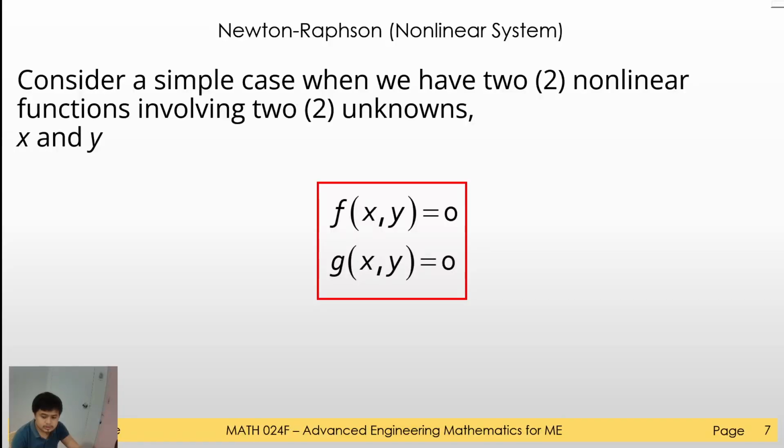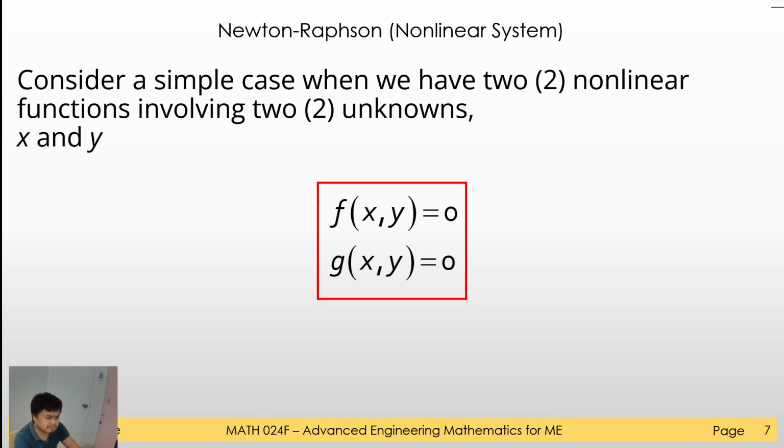Hi everyone. So for this video, I will discuss the Newton-Raphson method for nonlinear system of equations. Given two nonlinear equations with two unknowns, we can equate these two equations to zero, and in this form we can solve the system using an iteration of the Newton-Raphson method.